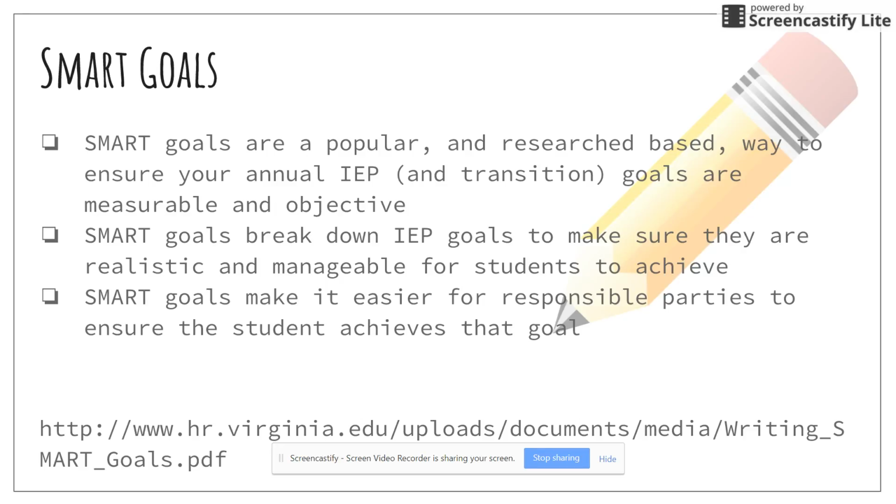SMART goals are a popular and research-based way to ensure your annual IEP and transition goals are measurable and objective. They break down the IEP goals to make sure they are realistic and manageable for students to achieve. SMART goals also make it easier for responsible parties to ensure the student achieves that goal.